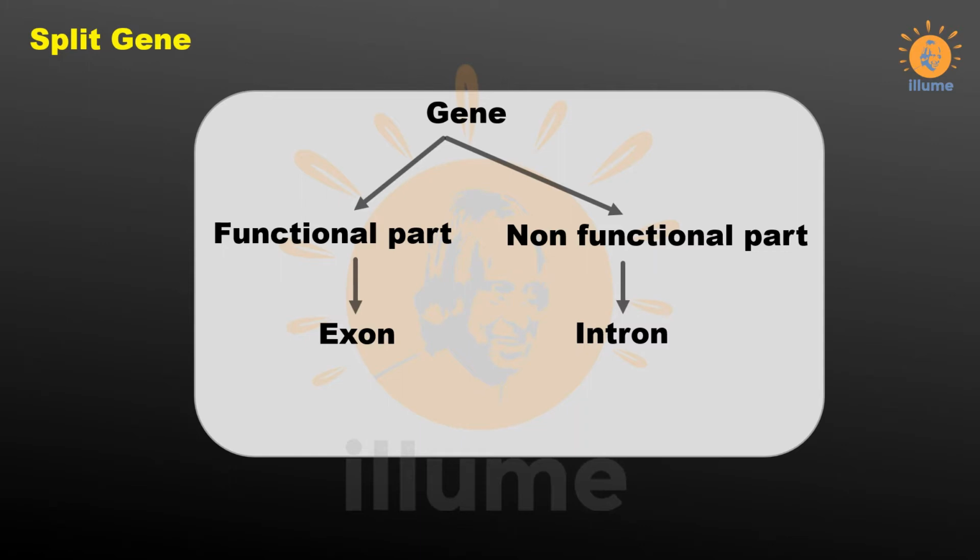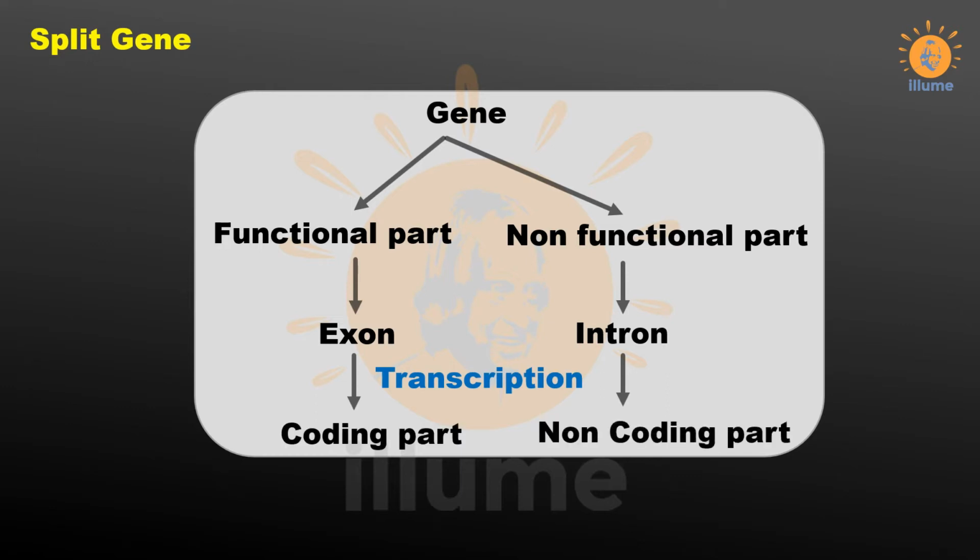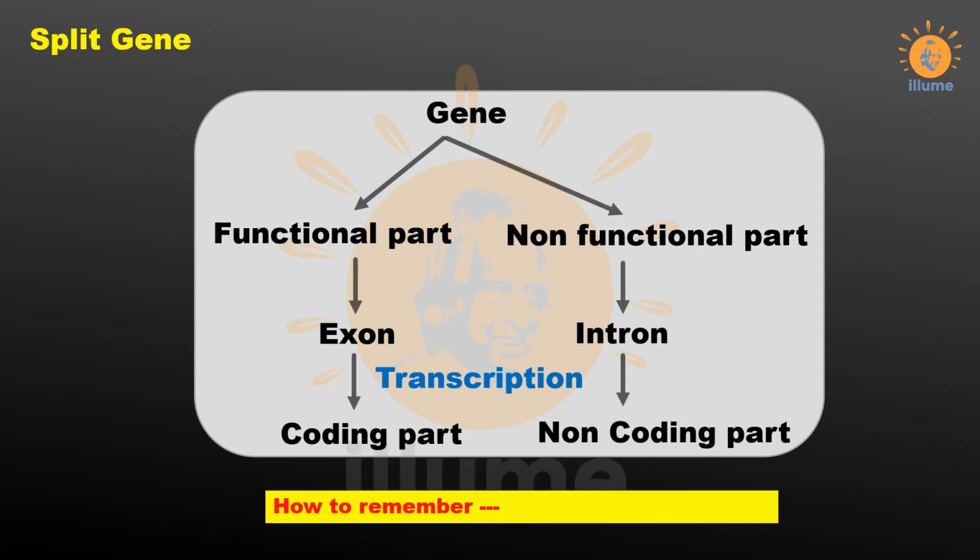I am very clear here that both exons and introns would be transcribed. Functional or non-functional doesn't mean that one of them would transcribe and the other won't. Both of them would transcribe, but the exon, when transcribed, forms the part of mRNA which gets translated into protein, but the part of mRNA formed from intron won't translate into protein. So exon forms the coding part of mRNA and intron forms the non-coding part of mRNA. When mRNA is formed from a split gene, that mRNA would have two parts, a coding part formed from exon and a non-coding part formed from intron. The coding part gets translated and the non-coding part won't.